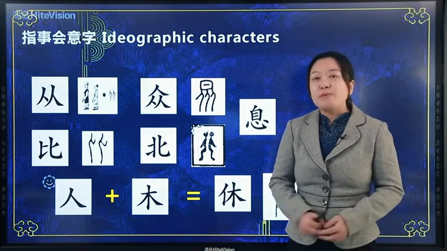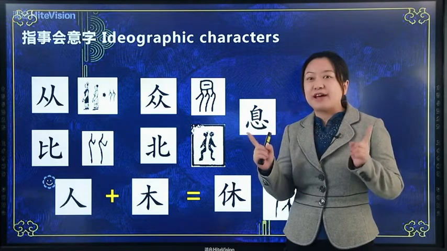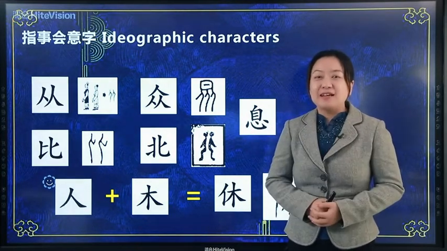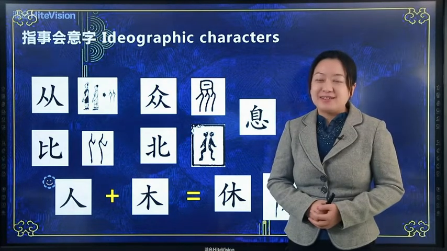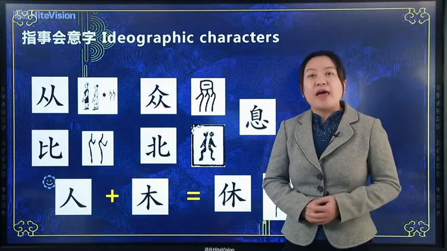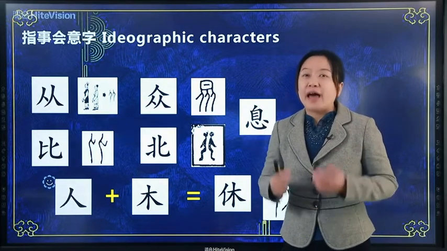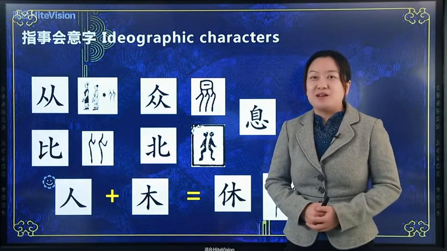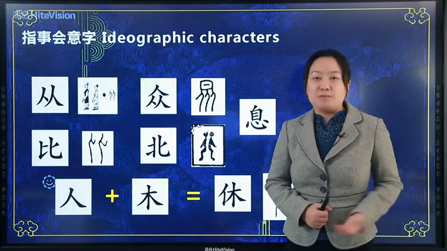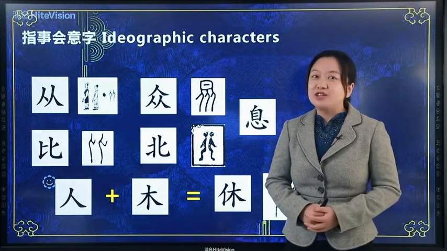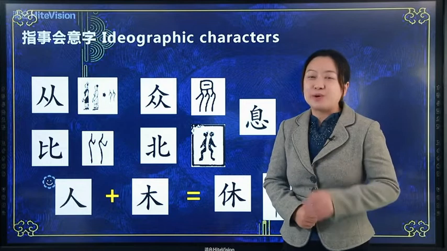So, when we put these two characters together, 休息, to make a new word, this word, rest, in Chinese, refers to both physical and mentally to have a rest. From this word, we can see the wisdom of ancient Chinese and the thinking of traditional Chinese medicine in the language.